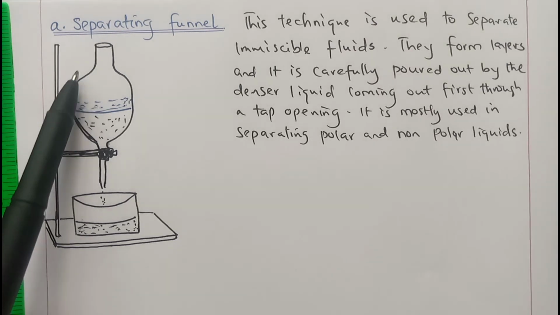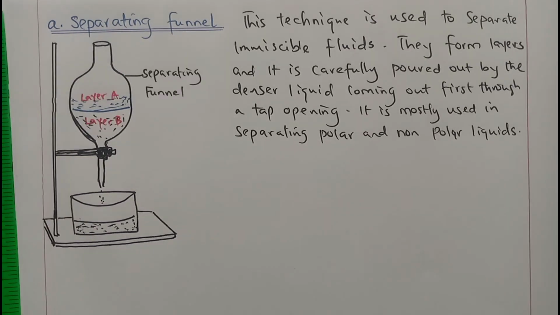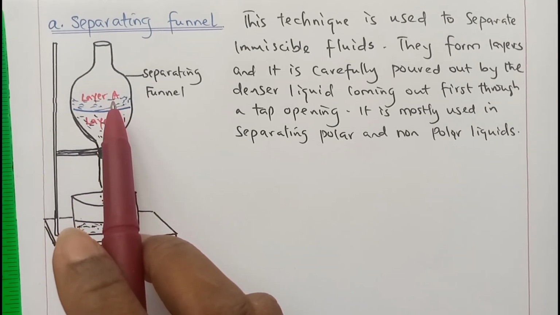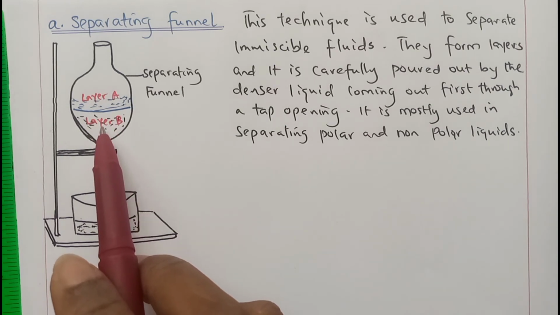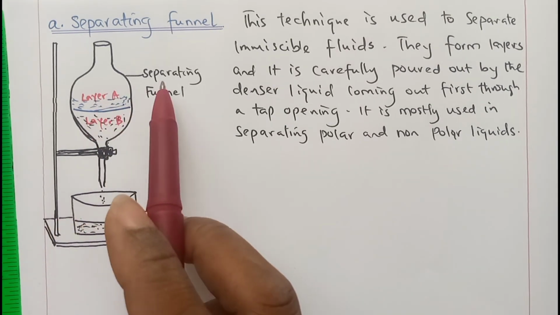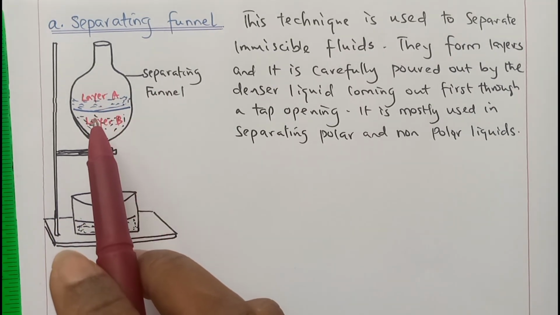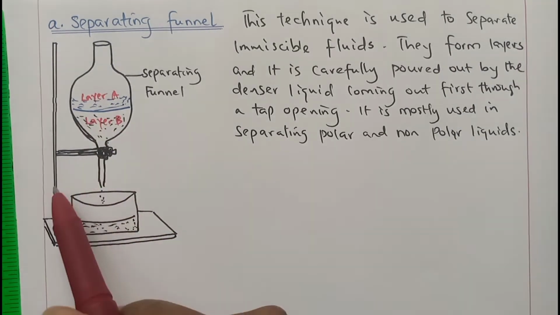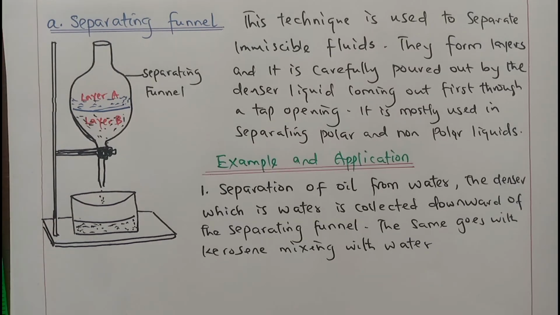This is a separating funnel. This is layer A, that is a liquid that is lesser in density compared to this. Okay, this one is denser than this. This is the separating funnel, and since they are not miscible, the denser one will come out first, then the other one follows. Okay, we can use it in separating oil from water, even kerosene from water.